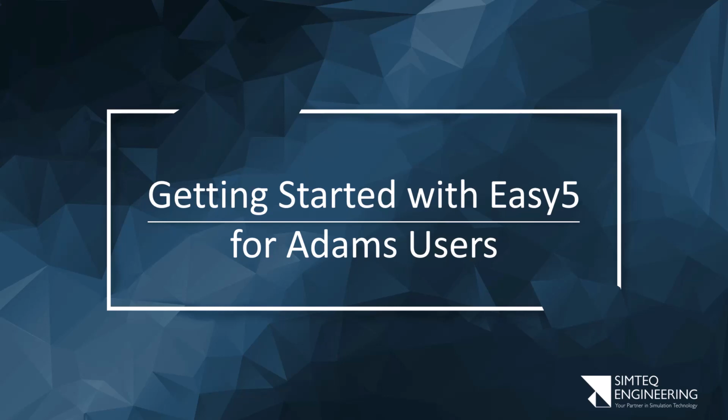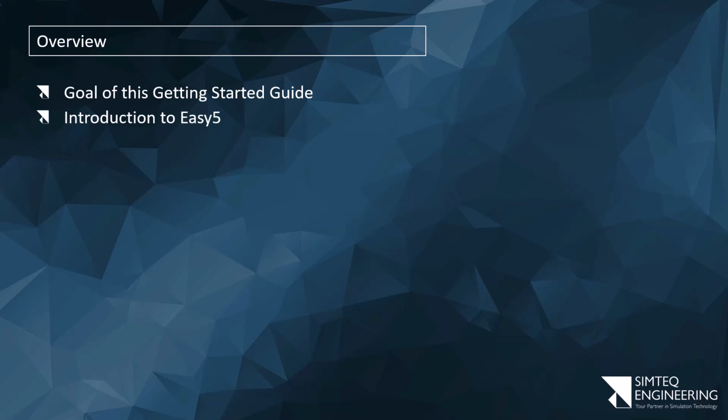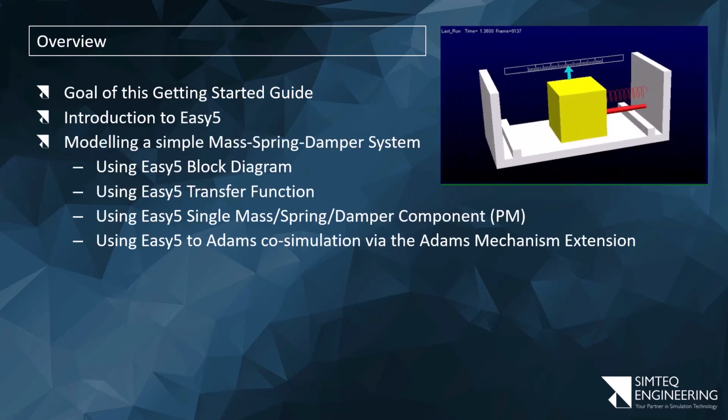Well, welcome back to part 2 of getting started with Easy5 for Adams users. If you haven't watched the first video, I would encourage you to do that. In that video, we just introduced the problem of this simple mass spring damper system, and we showed various approaches to solving the dynamic response of the system in Easy5 using the block diagram approach, using the transfer function approach, using the Easy5 mass spring damper component, and then using live co-simulation with Adams.